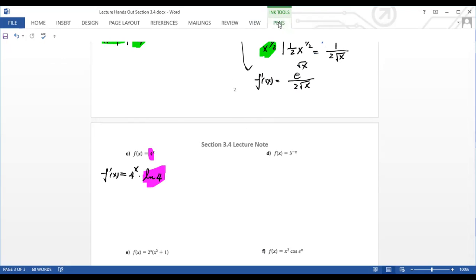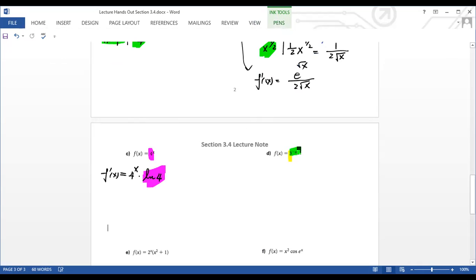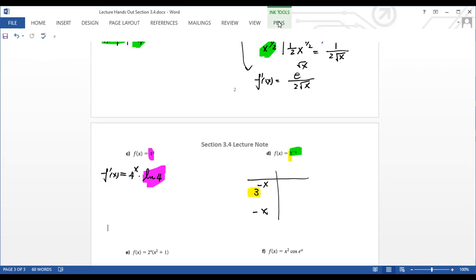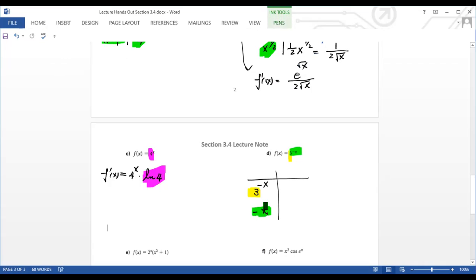Okay, so these ones here, you say, oh, okay, so this is my first layer, and then this is my second layer, right? Because it's not an x anymore, it's a function, even if it's a very easy function. So the first one is 3 to the negative x, and then the next one here is negative x, correct? So this is my first layer, and this is my second layer, right?